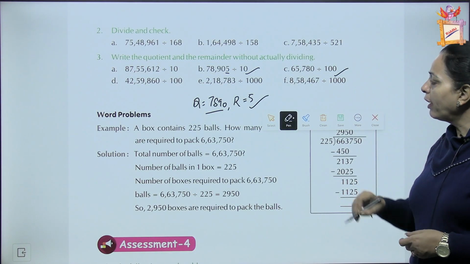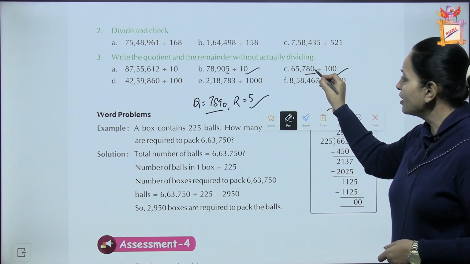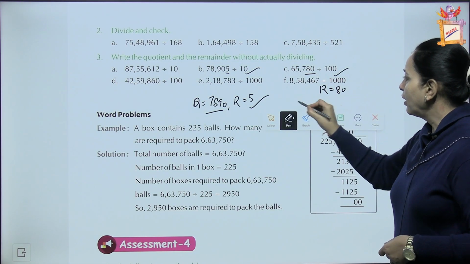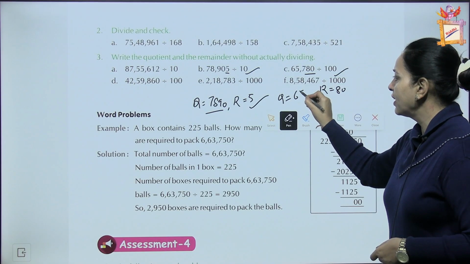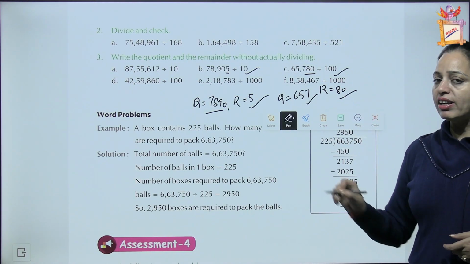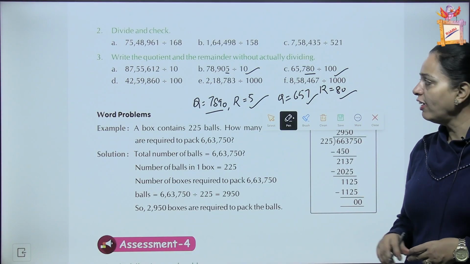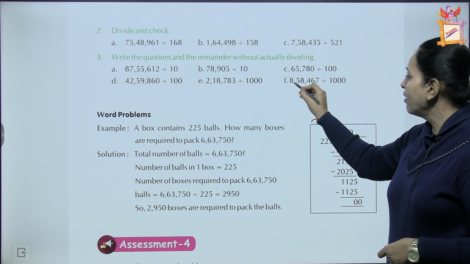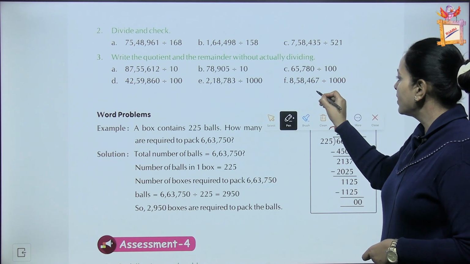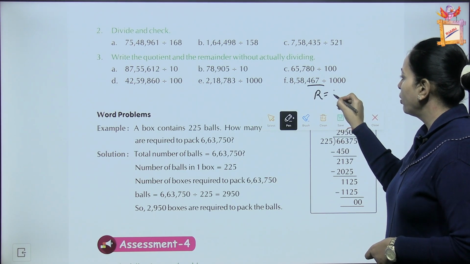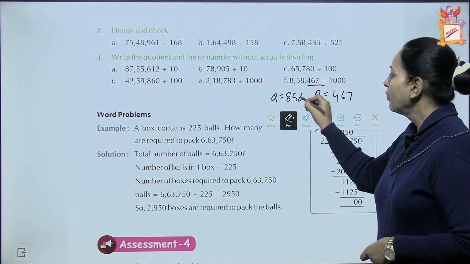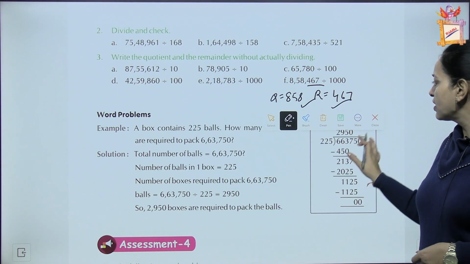If we are dividing by 100, then the last two digits, meaning the ones and tens digits, are the remainder and the rest is the quotient. 657 is the quotient and remainder is 80. That's why they are saying without actually dividing. See here, F part, here we are dividing by 1000. So the last three digits form the remainder and the quotient is this one. Okay, I hope this is clear to you.